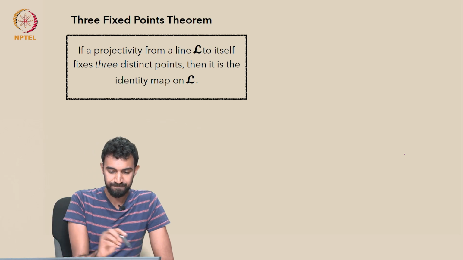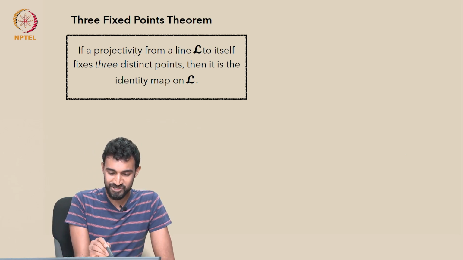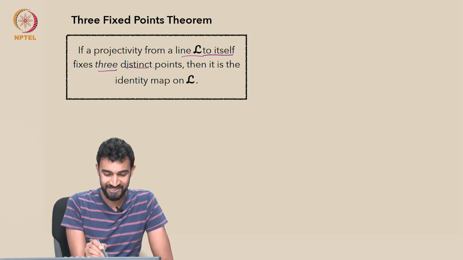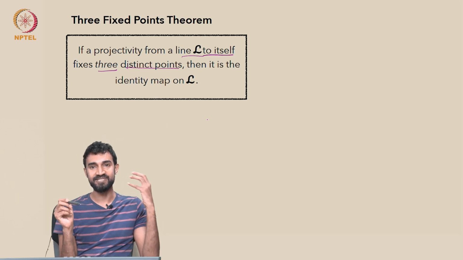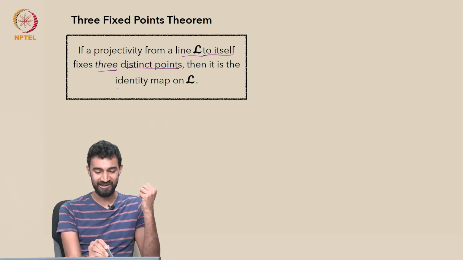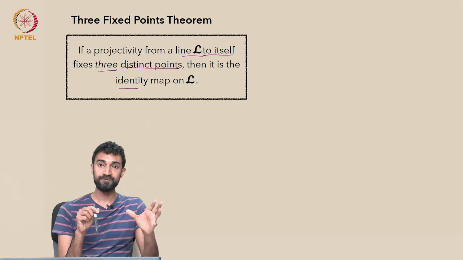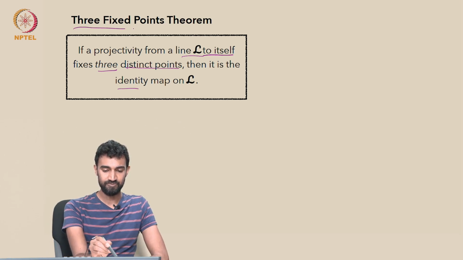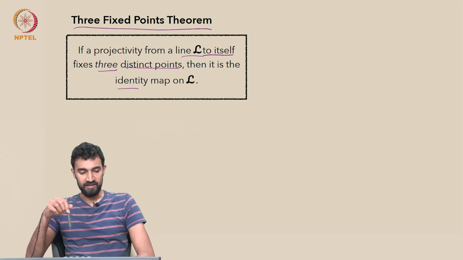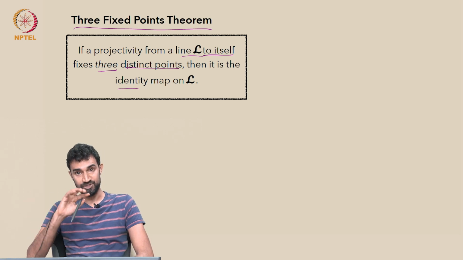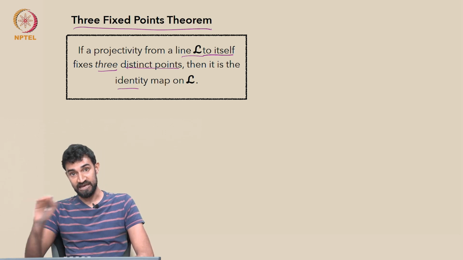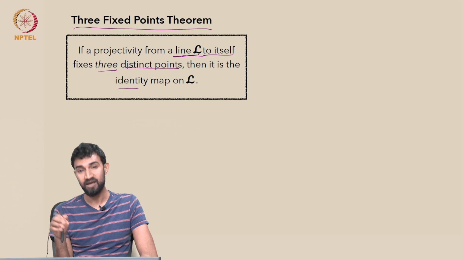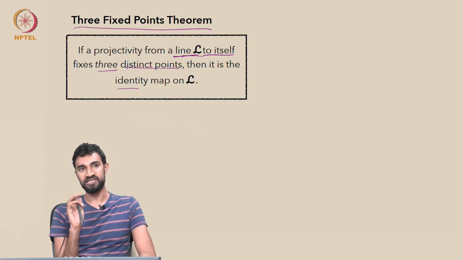And the answer is, kind of. If a projectivity from a line L to itself fixes 3 or more distinct points, then it is the identity map on L. So it's kind of a special name, it's the identity. If it fixes 3 or more points, it fixes every point, which is why we're calling this the 3 fixed points theorem. If a projectivity from a line to itself fixes 3 distinct points, it fixes every point on that line. And when I say line here, I really mean an extended line. So the line includes a point at infinity. That's important to keep in mind.